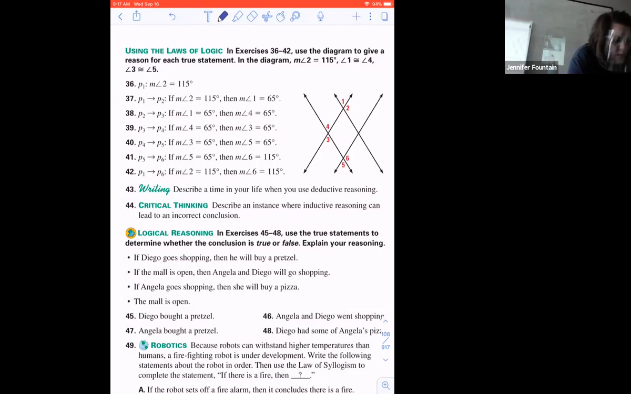Looking at number 40, the measure of angle 3 is 65 degrees, and the measure of angle 5 is 65 degrees. How do we know that? Congruent again. 42. It says P1 to P3. If the measure of angle 2 is 115 degrees, then the measure of angle 6 is 115 degrees.